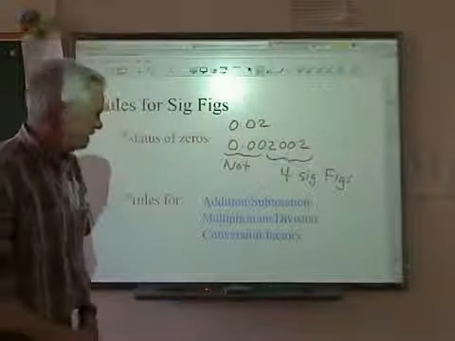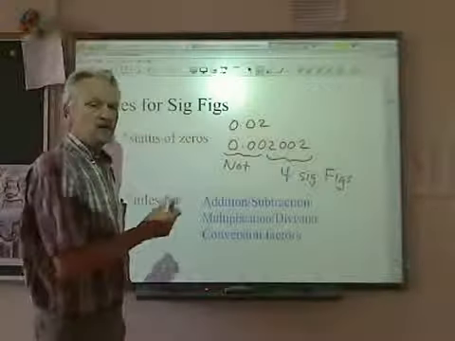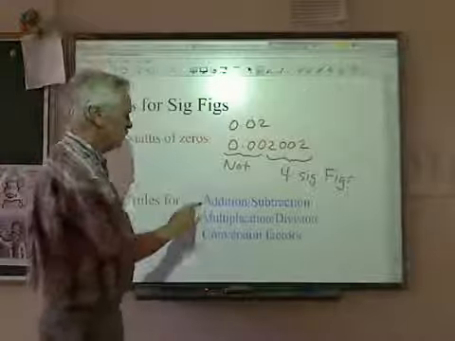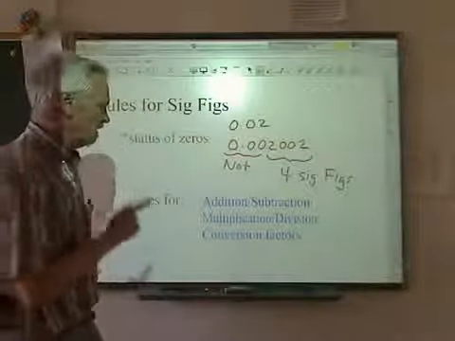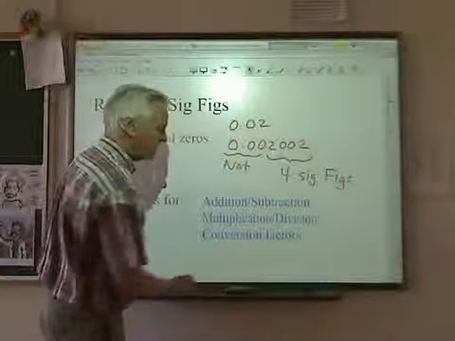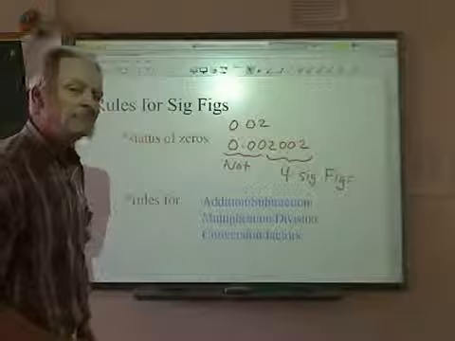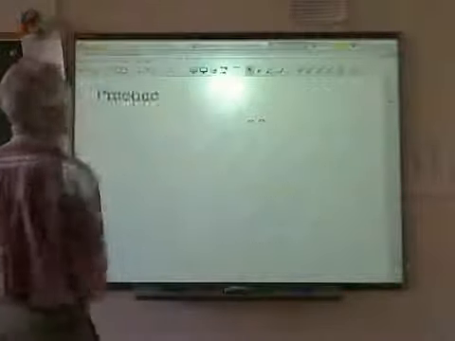Not to put too fine a point on it, we have rules that apply to these significant figures, and there are essentially 3 sets of rules. One deals with addition and subtraction, one deals with multiplication and division, and one deals with conversion factors, which may or may not represent a special condition. And we'll look at examples of each one of those right now.